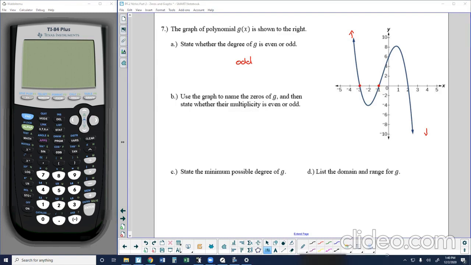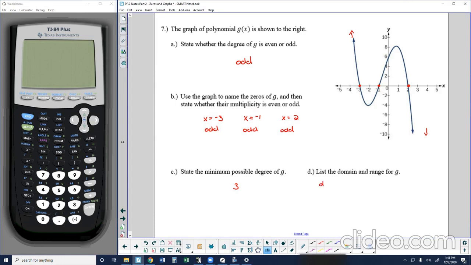Again, here we see 3 zeros. X equals negative 3. It passes through there. So this has an odd multiplicity, 1, 3, 5, and so on and so forth. X equals negative 1. It passes through. So this has an odd multiplicity. X equals 2. It passes through there. So this has an odd multiplicity. So all of the factors that led to these zeros occurred an odd number of times. So the minimum possible degree would be 1, 1, and 1. So a minimum possible degree would be 3.